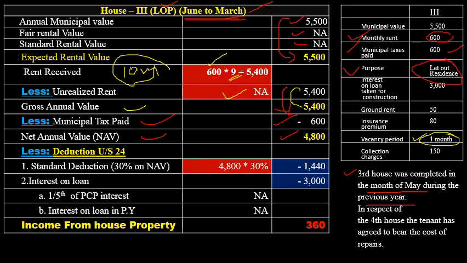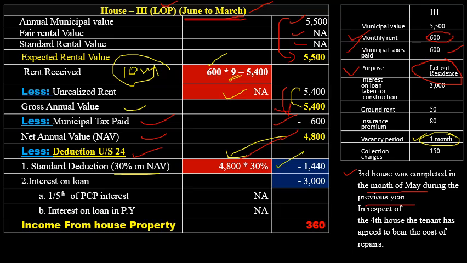Next comes deduction under section 24. Two deductions for a let out property. First one is the standard deduction, which is to be calculated on the net annual value. Net annual value into 30%. Net annual value is 4,800 into 30%. So 1,440 is the standard deduction.